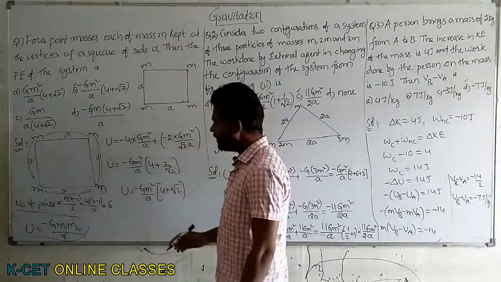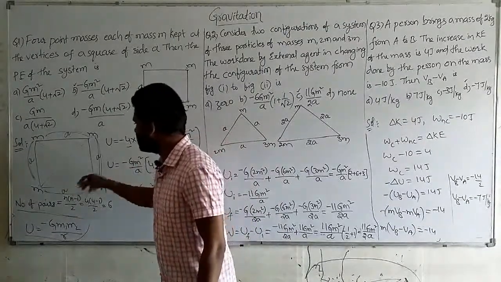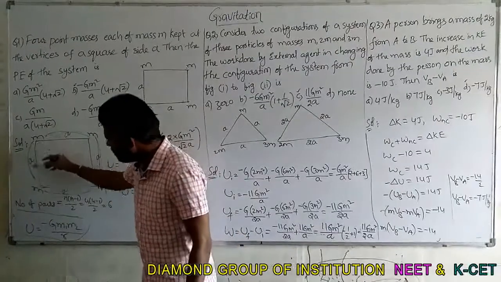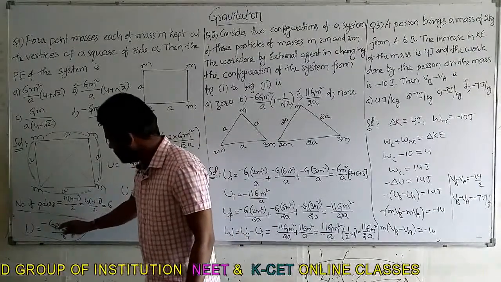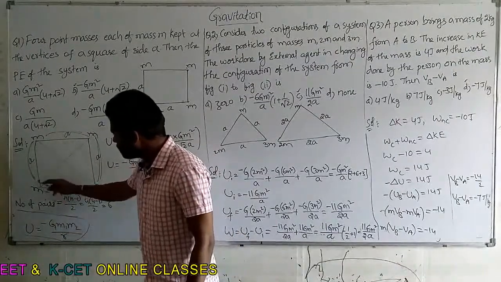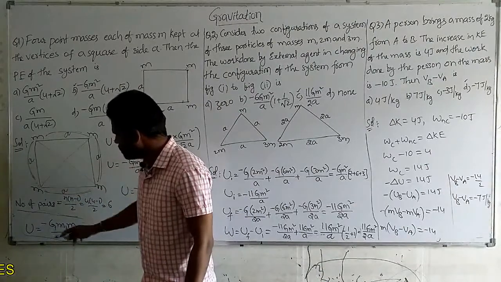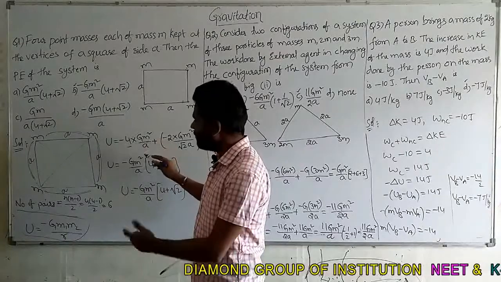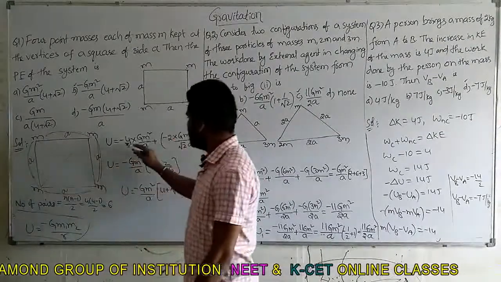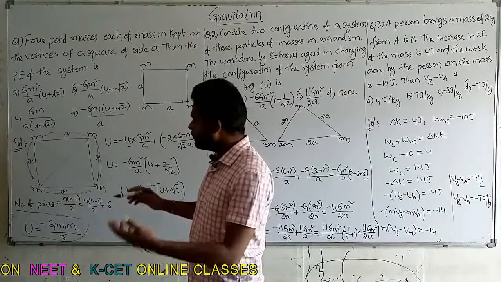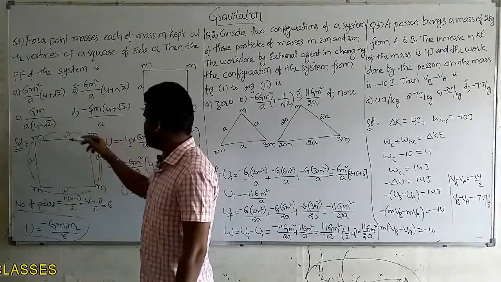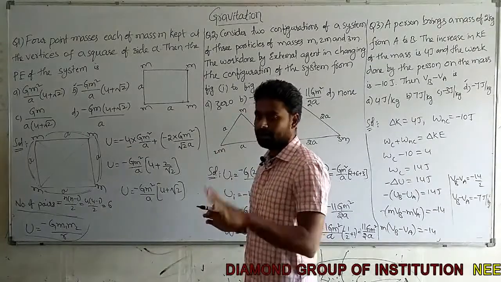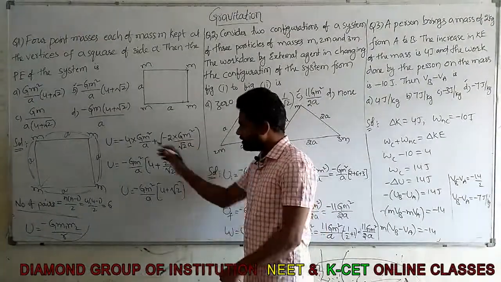So I am writing 4 into, as 4 pairs are there, 4 into the potential energy. The potential energy between these two is minus G into m1 m2, m into m, m square, by the distance between these two, A. So minus G m square by A, plus the distance between these two A, minus G m square by A. These 4 terms are the same, so we multiply by 4. So U equals minus 4 G m square by A. The potential energy of the 4 pairs is completed.